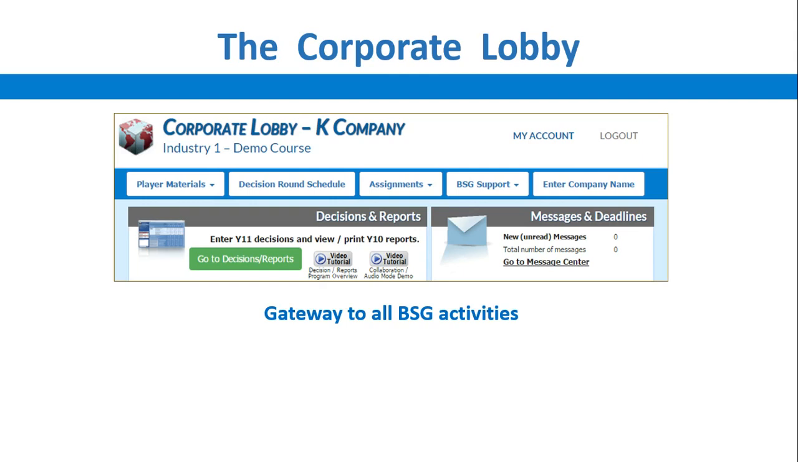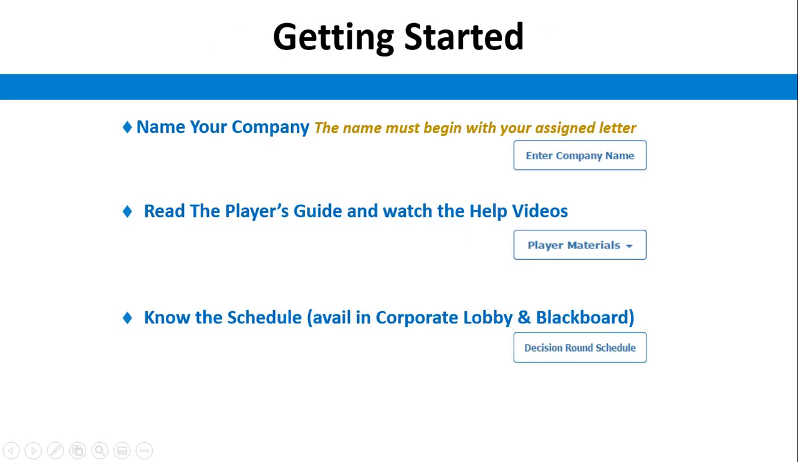Once you're registered, it will take you to the corporate lobby. This is our gateway to all business strategy game activities. You'll notice that there are tabs across the top. Your materials such as the player's guide, decision round schedule, and assignments, which usually are done in Blackboard, so you won't see very many here except for the due dates, any support you might need from the business strategy game itself, and then you'll also enter your company name.